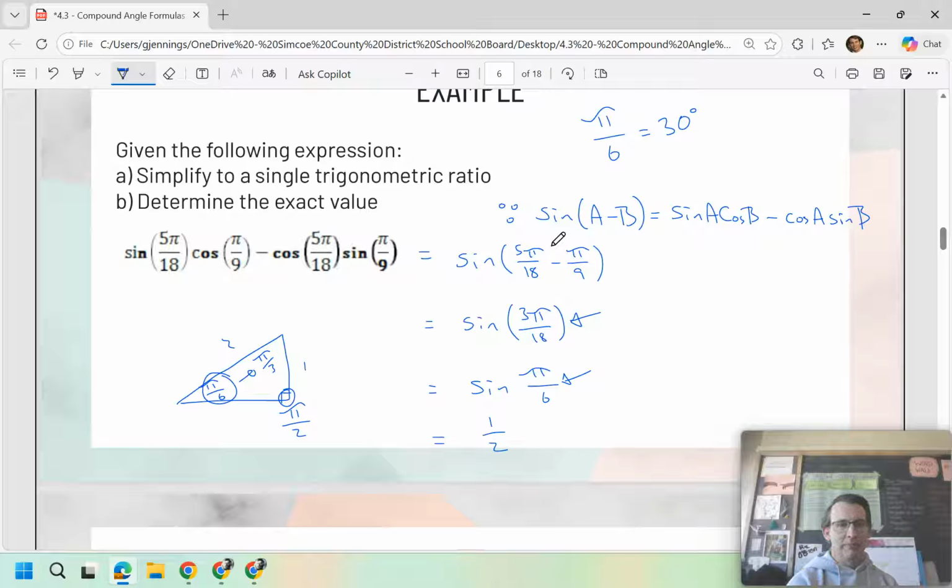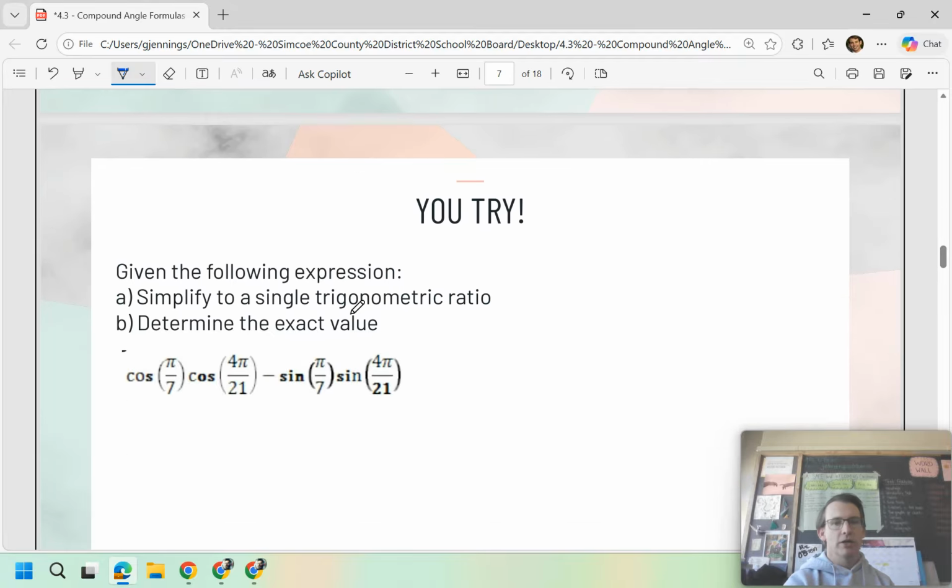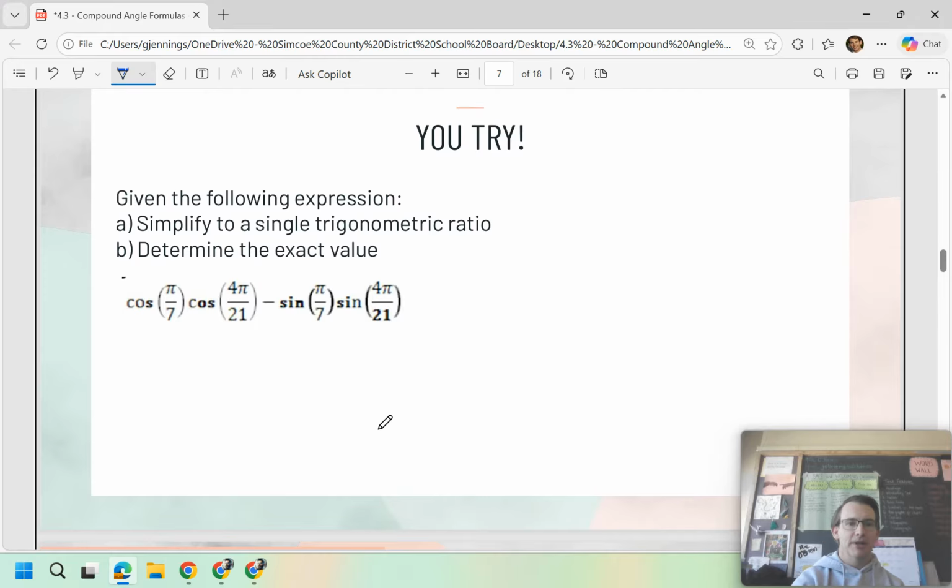Okay, let's go. All right, any questions about that one? We want to be able to recognize our identities and apply them to make our lives easy. That's the goal here. So you try this one. Go.